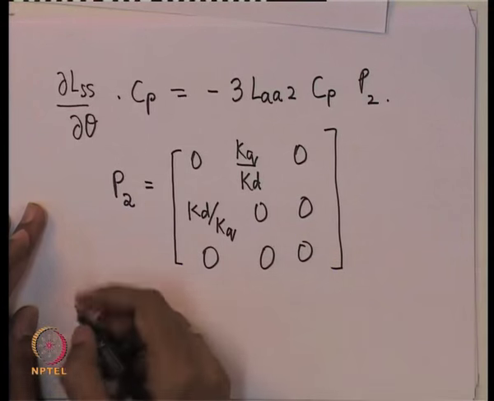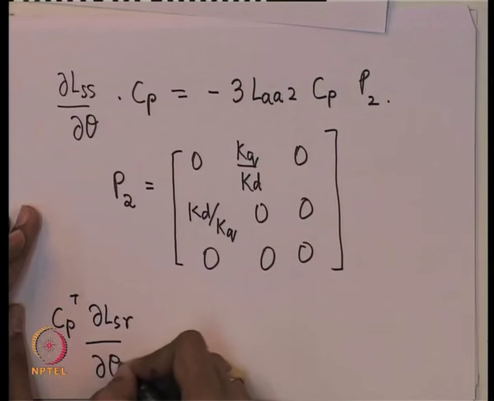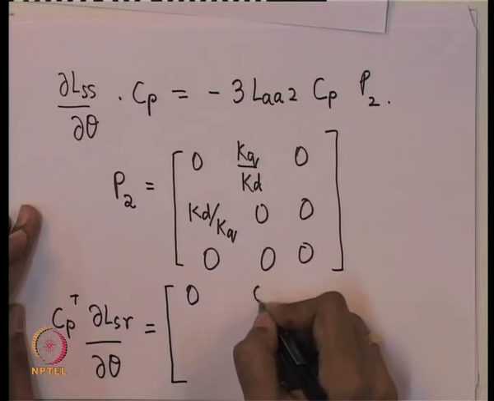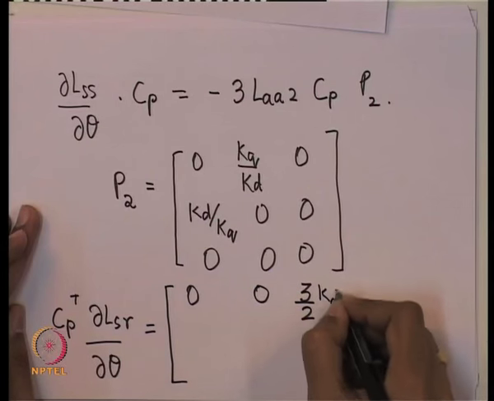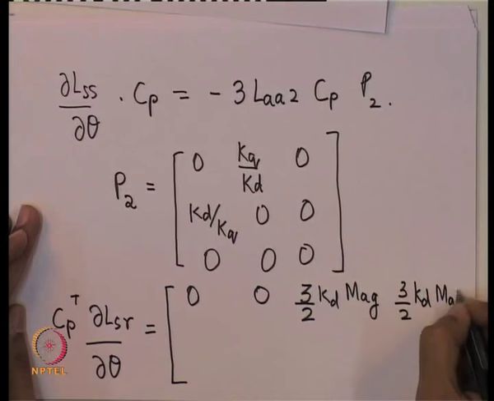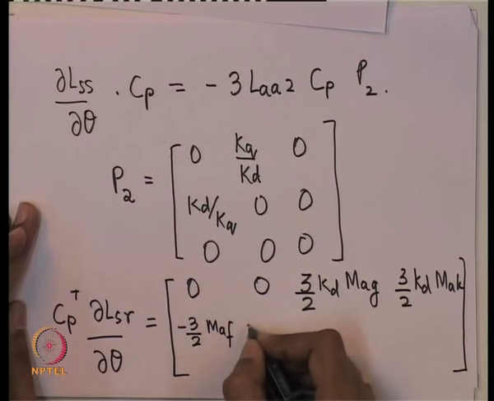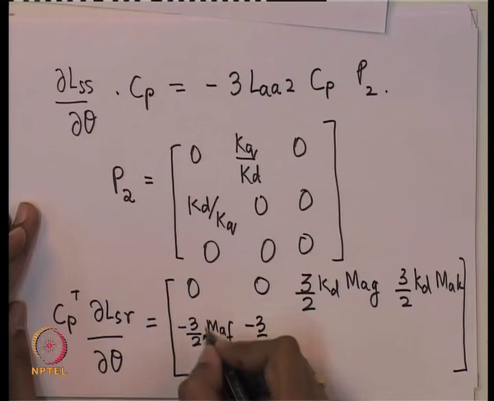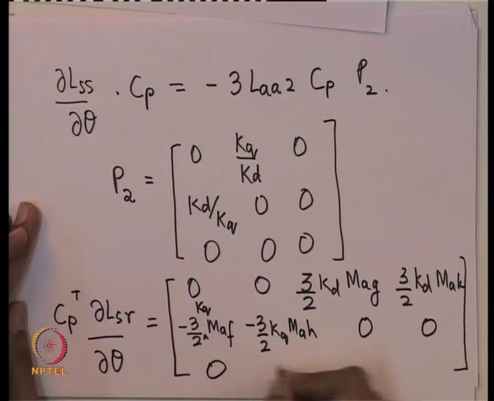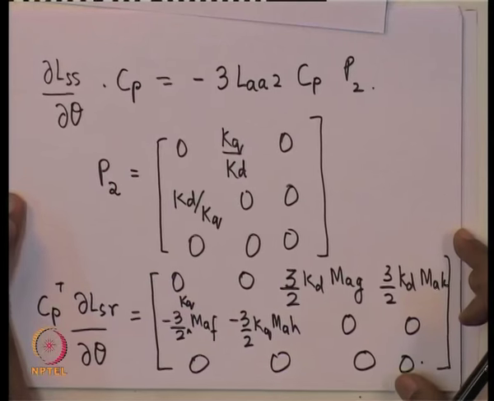Therefore, and further you will find that C p transpose of d LSR by d theta is nothing but, in fact, it gets stripped of all the thetas eventually: 0, 0, 3 by 2 k d m a g, 3 by 2 k d m a k, and this becomes minus 3 by 2 m a f, minus 3 by 2, sorry, there is a k q here, k q m a h, 0 0 0 0 0 and 0. It's a bit complicated, but this is how it comes out to be. Okay. You can just verify this.